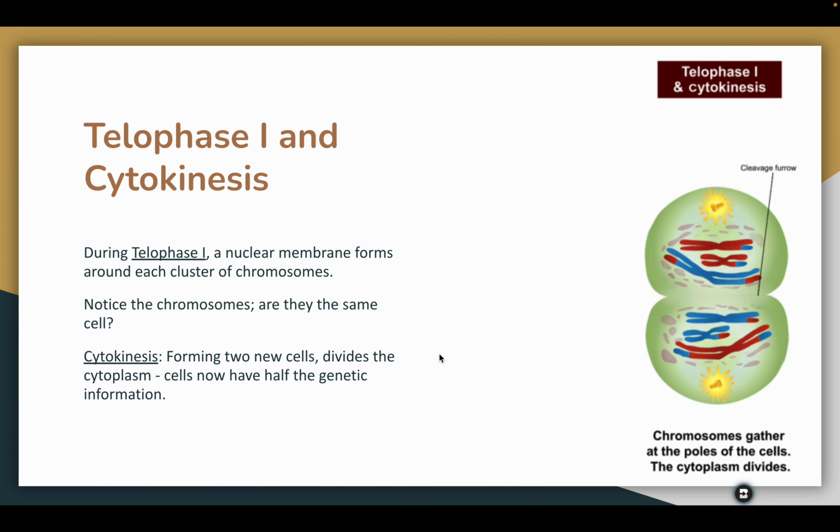Very similar to mitosis, during telophase 1, a nuclear membrane is going to form around each of those clusters of chromosomes. So notice the chromosomes. Are they the same in those cells? They're absolutely not, right? We have a red chromosome here with a little bit of blue.